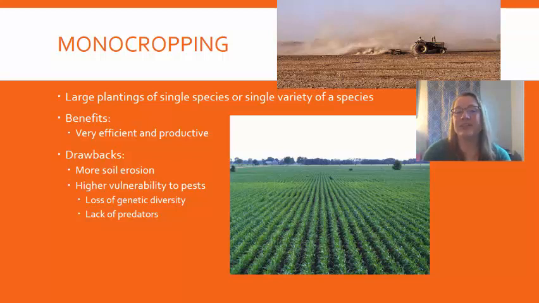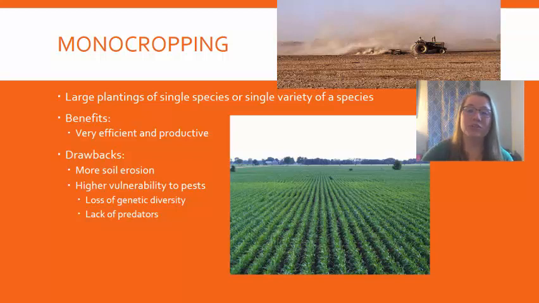Now, the benefit is that this is super efficient. You only need to have one type of planter. You only need to have that one type of combine for that particular field. But the drawback is that you're going to have more soil erosion because this whole large swath of land is going to be turned over all at the same time. You're also going to have higher vulnerability to pests.